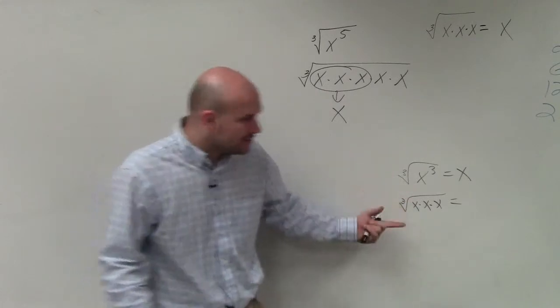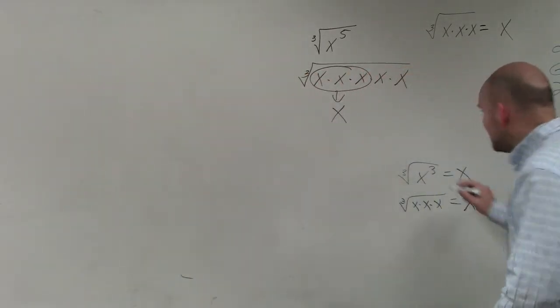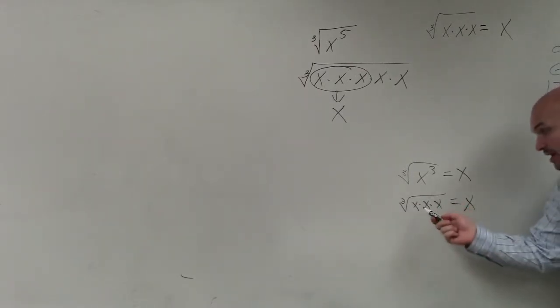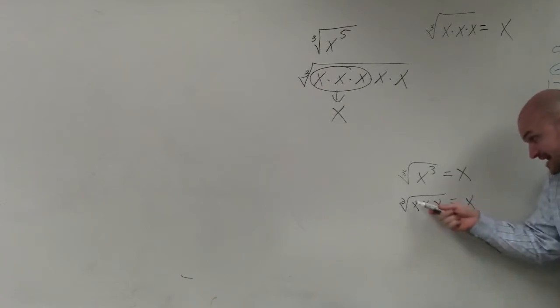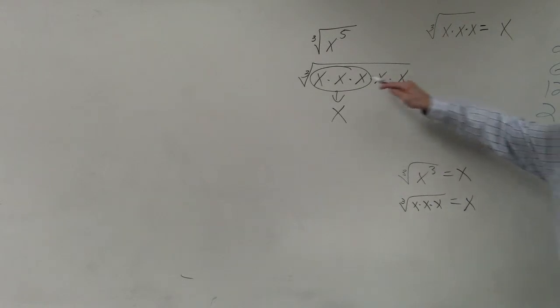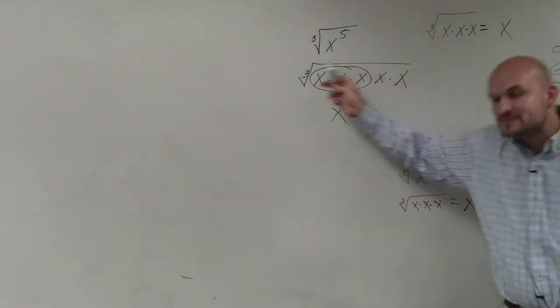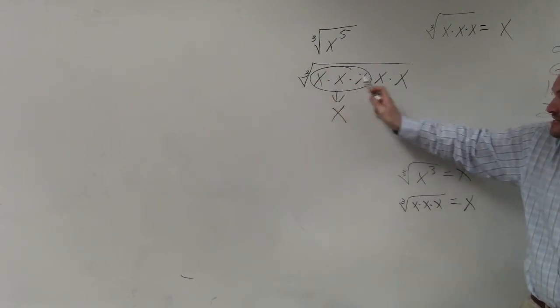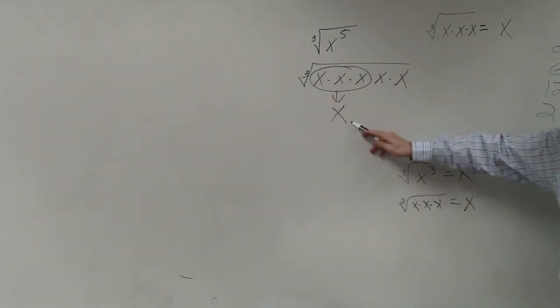So if you understand that x cubed is the same thing as x times x times x, the cube root says what number multiplied by itself 3 times? Well, the number that's multiplied by itself 3 times is x. So the cube root of x times x times x is just x. So when we look up here, I group together 3 of those x's, and I can say that the cube root of x times x times x is just x.